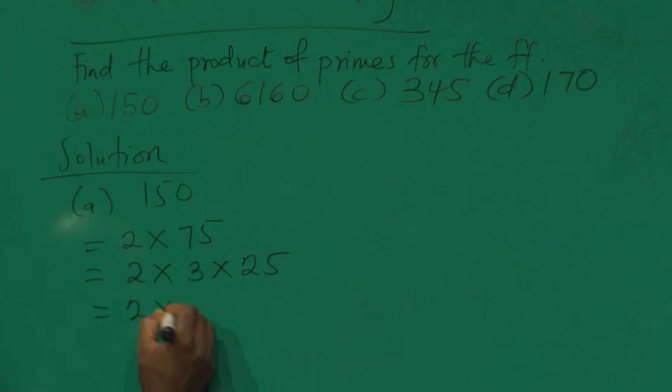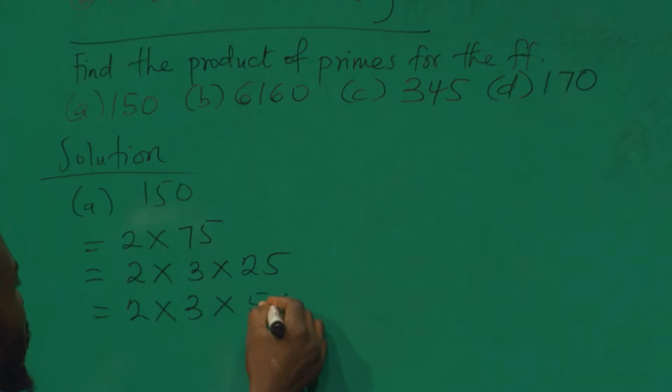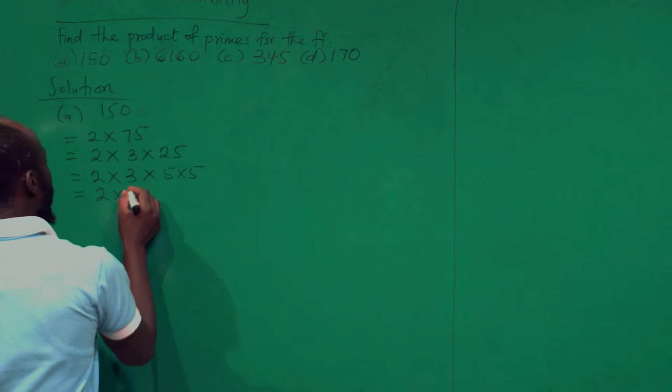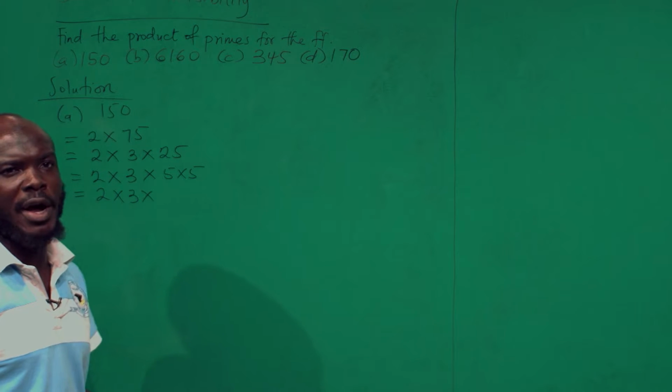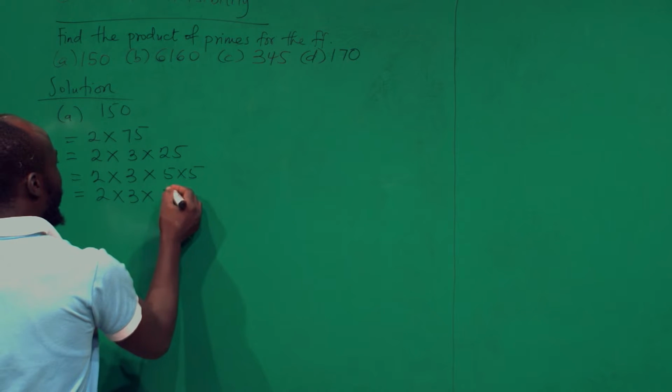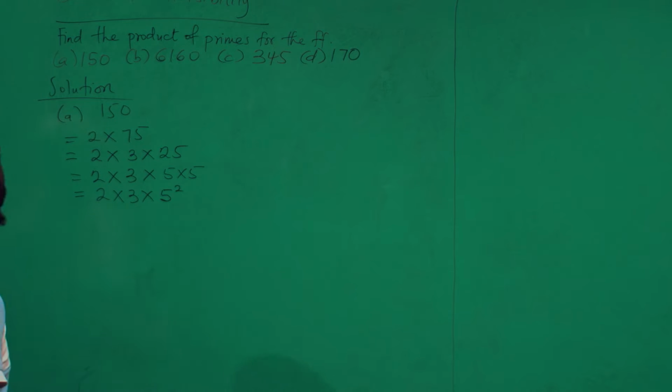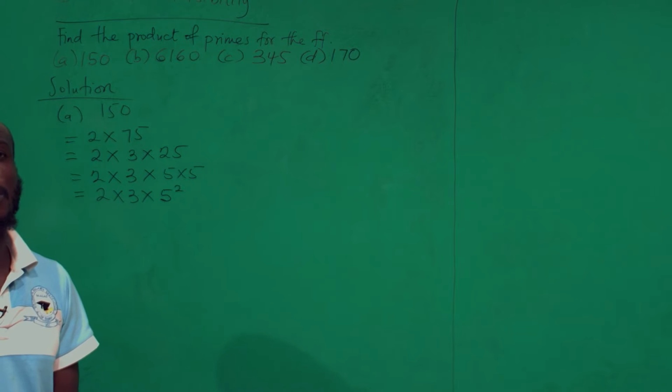You repeat the 2 times, then repeat the 3. Then ask yourself again, can 3 go into 25? No. Go to the next prime number. What is the next prime number? That is 5. Can 5 go into 25? Yes. And 5 times what gives 25? 5. So what we said was that you write them down, but when a number appears more than once, you put it in the notation form, or to the power. So 5 is appearing twice, so it becomes 5 to the power 2. So the product of primes for 150 is 2 times 3 times 5 raised to the power 2.